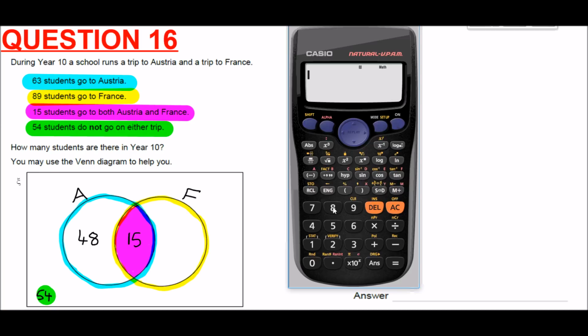89 students go to France as well, it says. Now the students who go to France are the students in the circle on the right hand side as I've drawn it. So of the students that go to France, 15 of them go to both France and Austria, and so the other students that only go to France must be 89 minus 15. Which is 74.